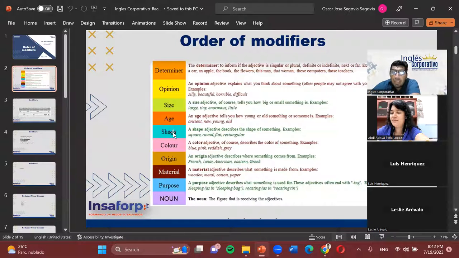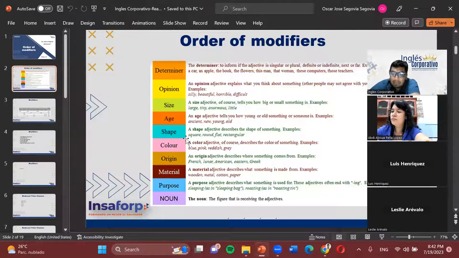Now, when it comes to shape, a shape adjective describes the shape of something. So here we are also coming into a territory that is very self-explanatory, very easy to understand. We have that some things are square, some things are round, some things are flat, some things are rectangular. So the shape, okay, what is a characteristic, what is a highlight on the shape of that thing that you can mention so that the description of it makes it easier to find.